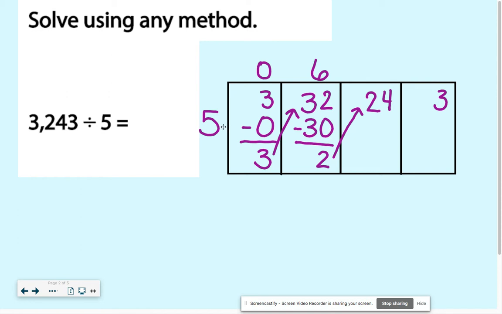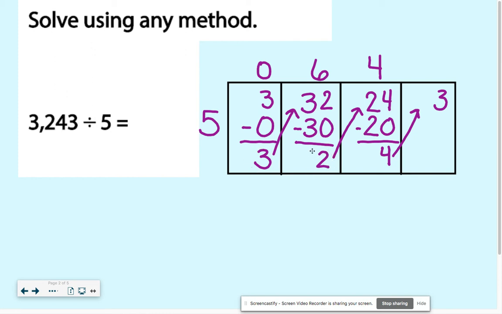Now 5 times what gets you close to 24? Again, you can count by your 5s. 4 gives us 20, 5 gives us 25. 25 is too big, so it only goes in 4 times. 4 times 5 is 20. We're going to subtract, and we find it's 4. Bring the 4 up.